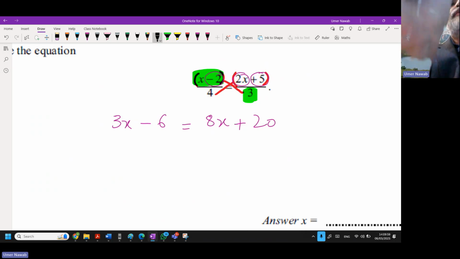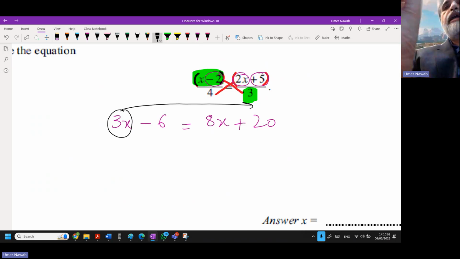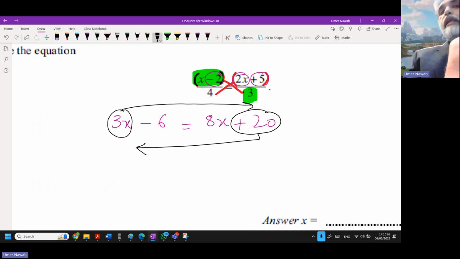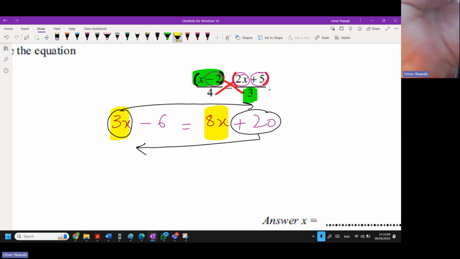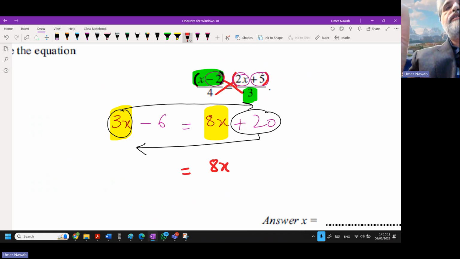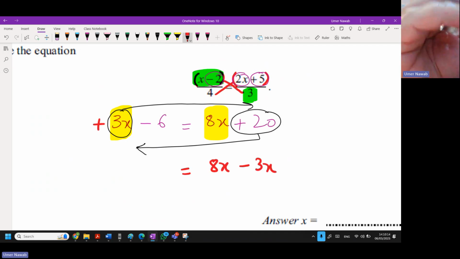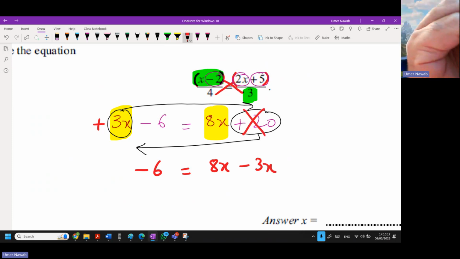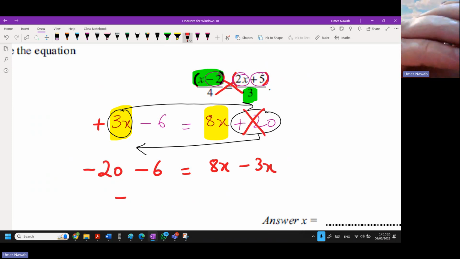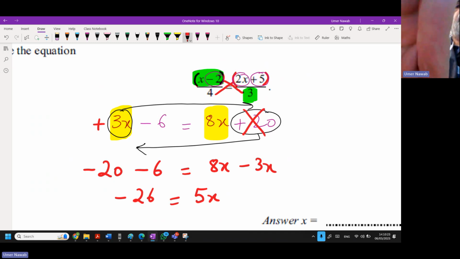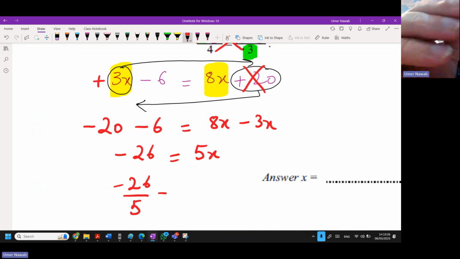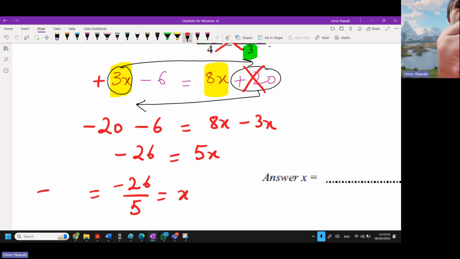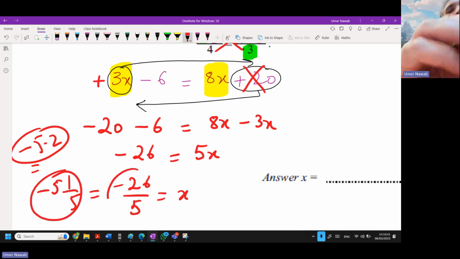Now, a readjustment. I will send the 3x to the right, and 20 I will shift to the left, because my aim is that x should stay positive. So 8x, the plus 3x changes to -3x. -6 was already there, but plus 20 will change to -20. So -26 is equal to 5x. So I will write -26 over 5. This is acceptable. But if you want to convert it into mixed form, guys, you can also write it as -5 whole 1 over 5, or you can write it as -5.2. So any of these three options can be chosen.